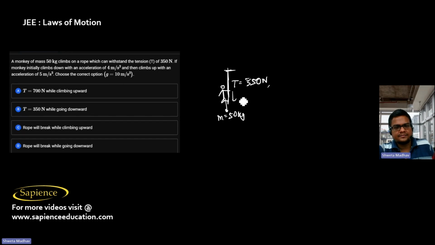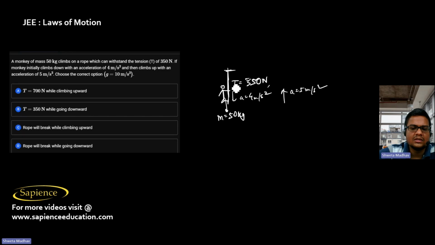And here it is told, a monkey of mass 50 kg climbs on a rope which can withstand a tension of 350 Newton. If the monkey initially climbs down with an acceleration of 4 meters per second square and then climbs up with an acceleration of 5 meters per second square, then choose the correct option. So then the tension force you have to find out.